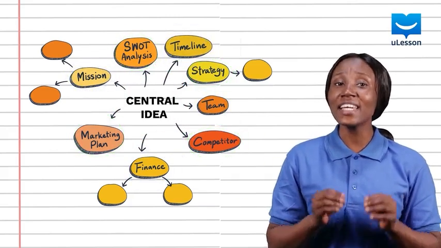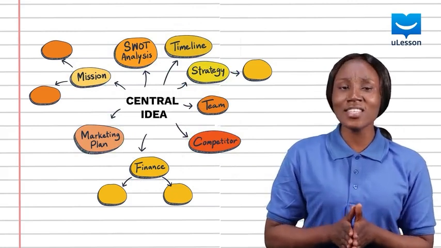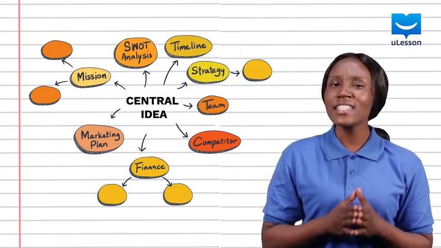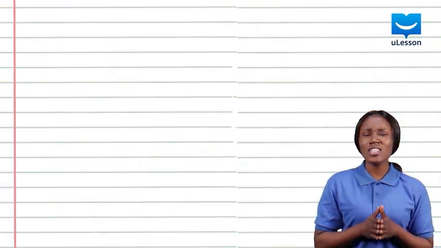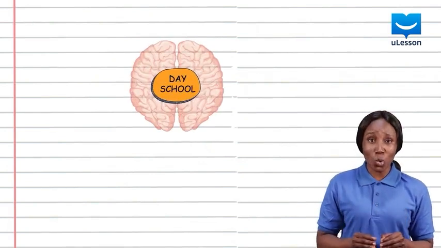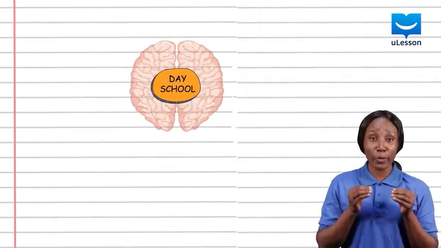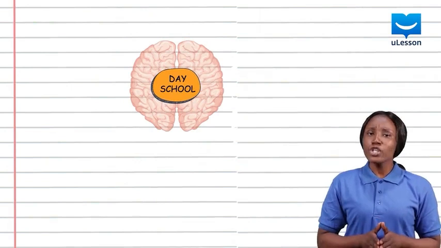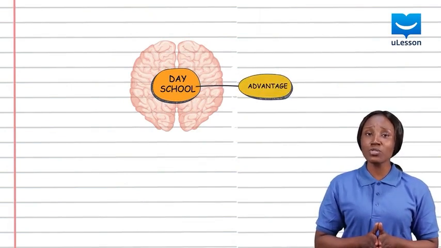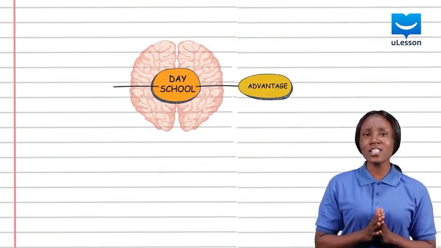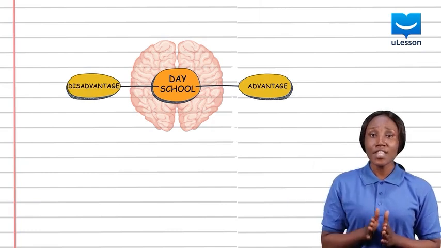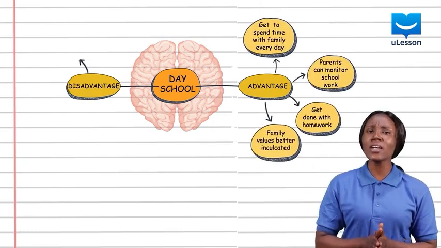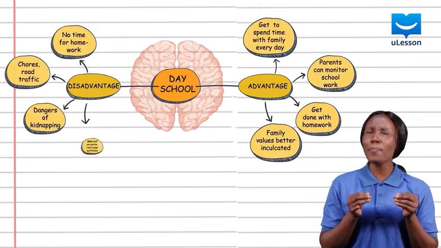Supposing you have to write an article on the advantages and disadvantages of attending day school. The central idea, day school, will be written in the middle of your paper. Next, you could have advantages branching out to the right and disadvantages branching out to the left. This will get you thinking about as many points as you can possibly get.